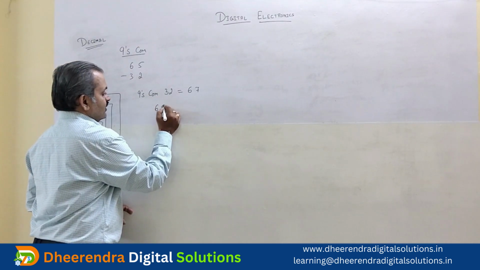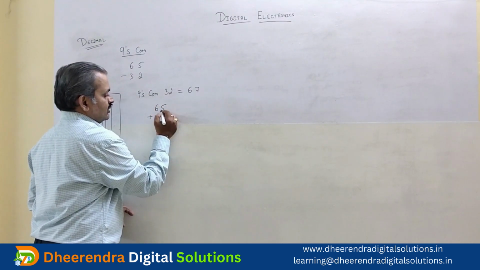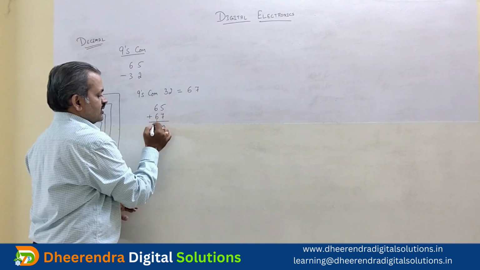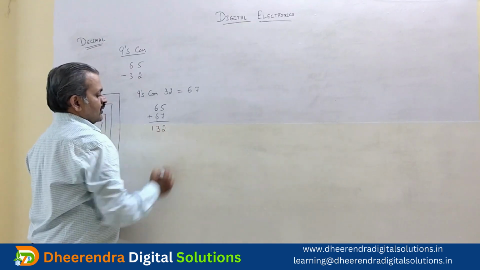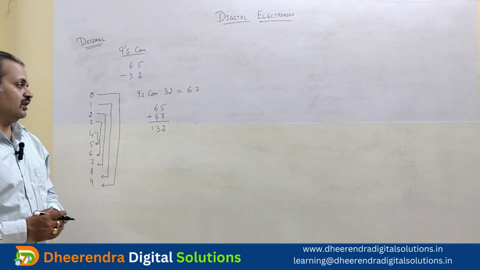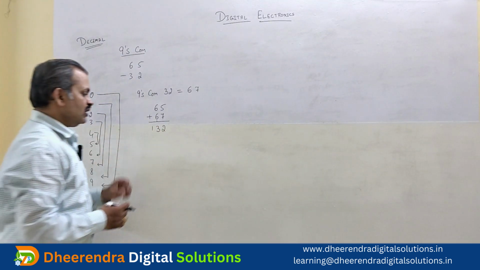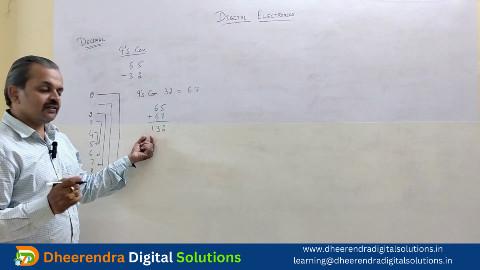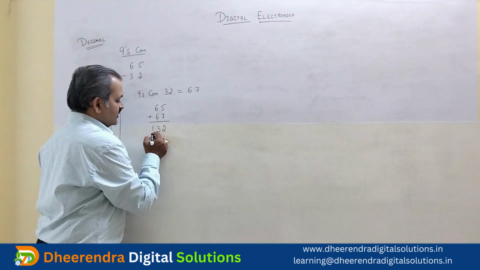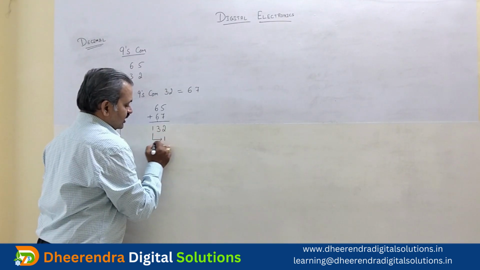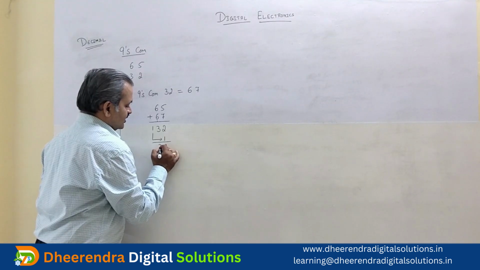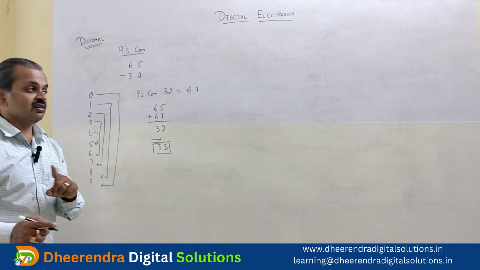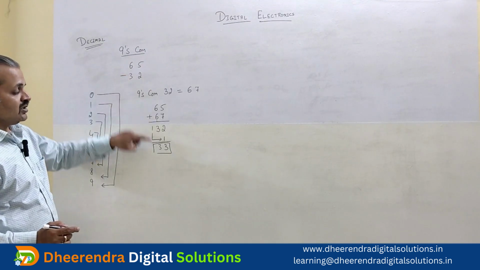So 65 plus 67. 5 plus 7 is 12. Now carry 1. 6 plus 6 is 12 plus 1, 13. Now, since we are getting carry, the result is positive, and whenever the result is positive, we have to add the carry to the result. So this becomes 3, this becomes 3. The result is 33. Since the carry was 1, the result is positive. 65 minus 32 is 33.